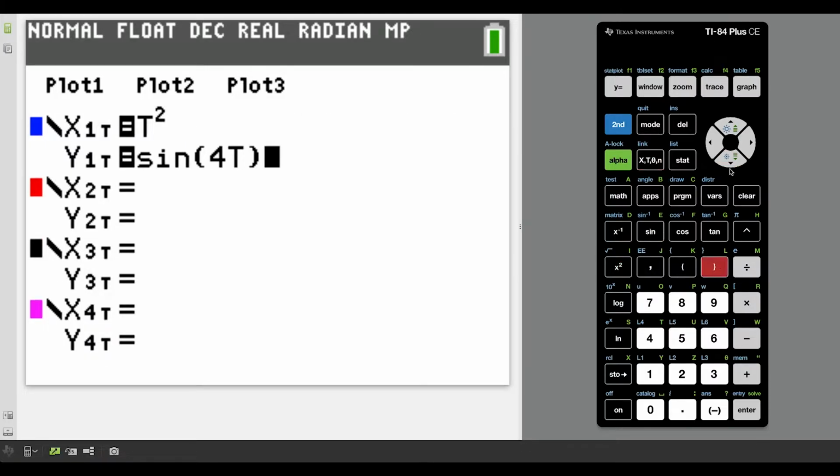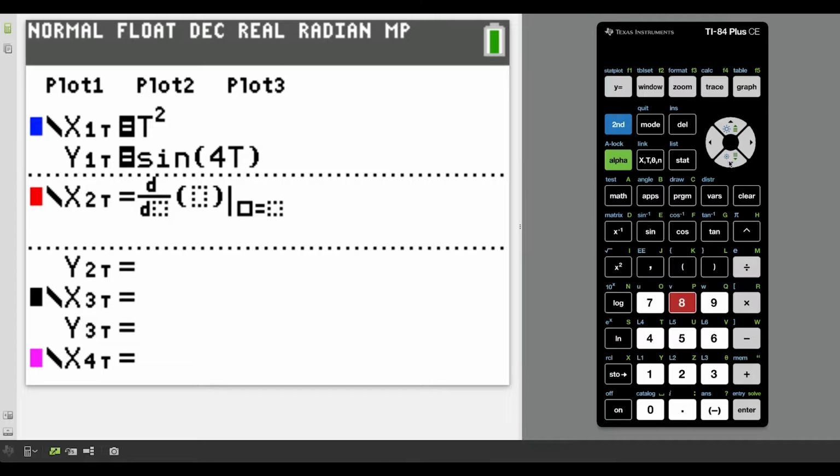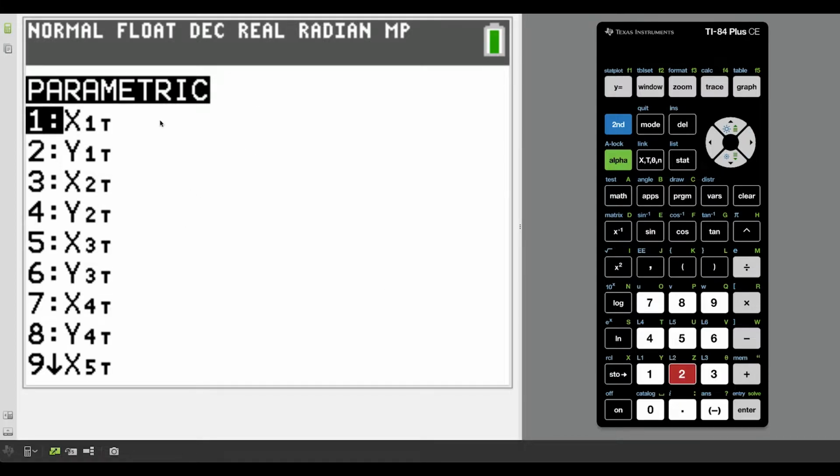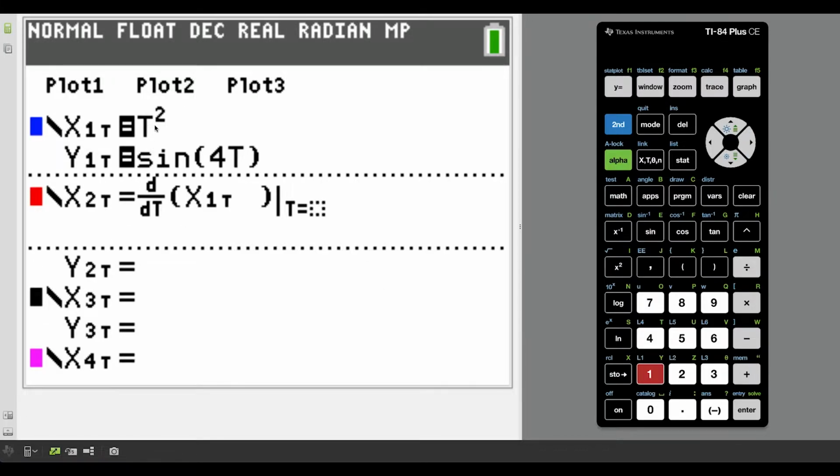Now let's pretend that we don't know how to do these derivatives by hand. Like we don't know that this is going to be 2t, and we don't know chain rule, and that's going to be 4 cosine 4t. What you could do is you could just do something like this. You could press math 8 to take the derivative, and then you have vars, you go to the right, and since this is parametric, we go to option 2, and then we have the x1 equation. So this is the x position, so if we take the derivative of the x1 equation, we're going to get the x velocity, and then we just go at t equals t.